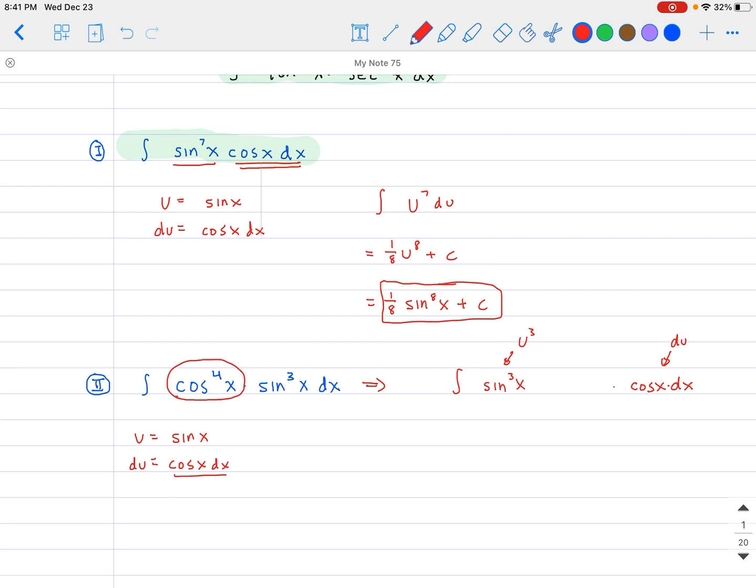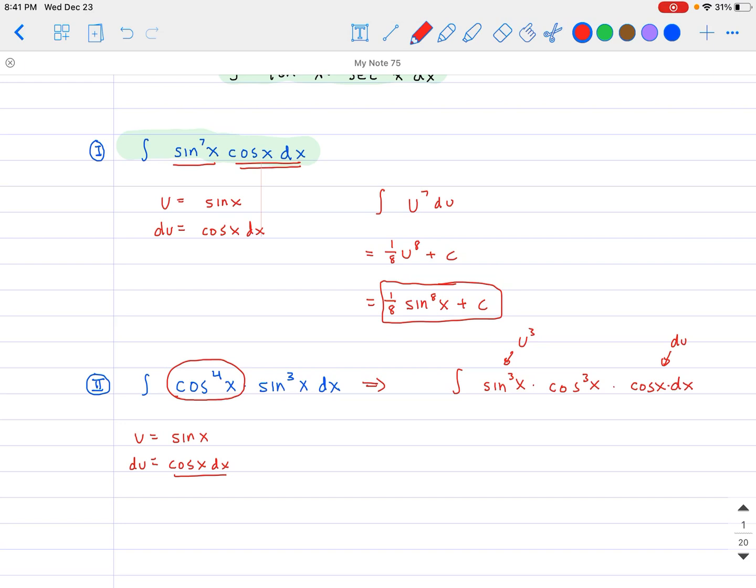Now, taking out what we already have for u and du, what we're left with is cosine cubed of x, and that is where it gets complicated, because we don't know what to do with that, or in fact we don't have something nice to actually replace it with.